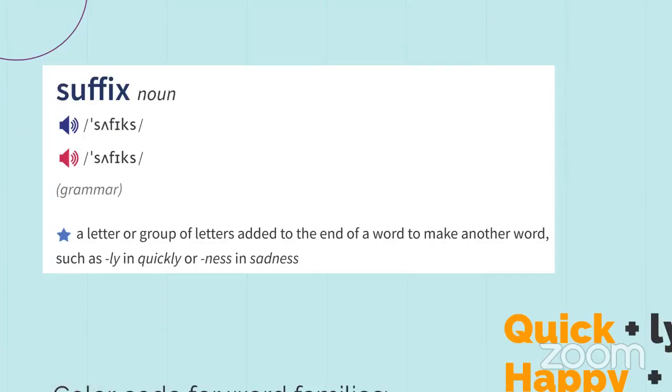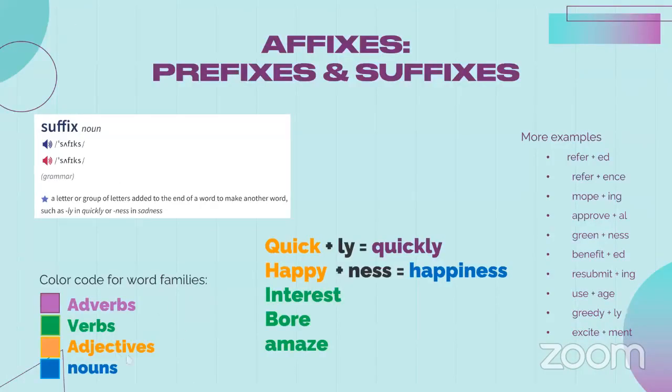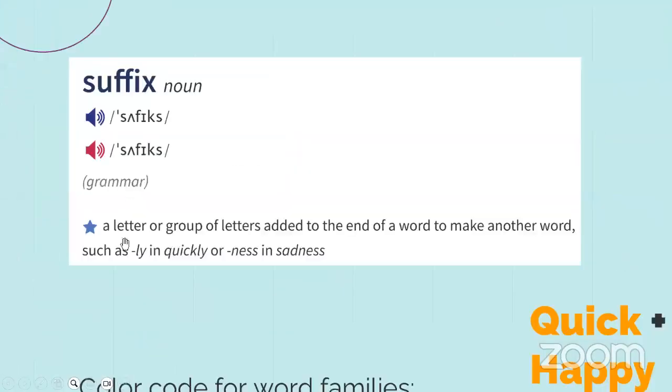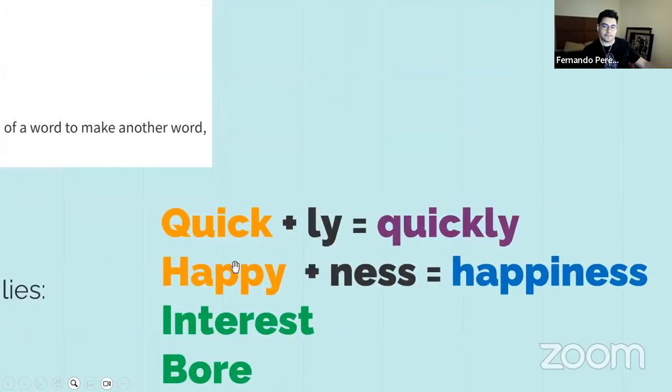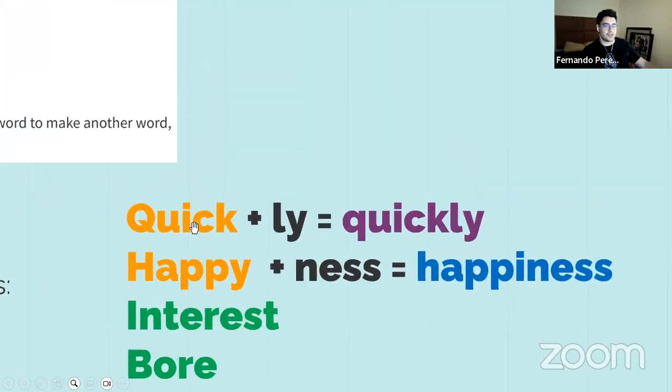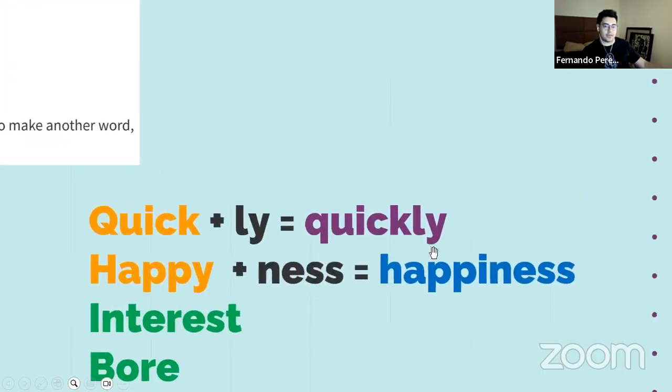A letter or group of letters added to the end of a word to make another word, such as ly in quickly or ness in sadness. These two examples are precisely a modification from the word quick. Quick, which is a description, you add ly and you obtain the word quickly, which now is an adverb. Originally, it was just an adjective.